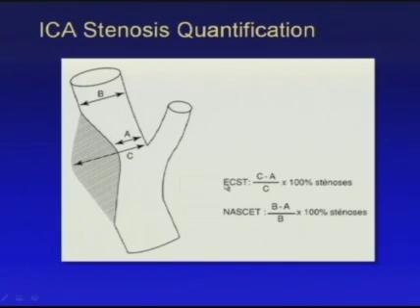And the European study makes all the measurements in the place of the plaque and in the place where the residual lumen is. So this diameter here, diameter C, diameter A, so C minus A divided by C. The problem is that sometimes when you use the NASCET method, you can underestimate the grade of stenosis, and sometimes when you use the European method, you can overestimate the grade of the stenosis.